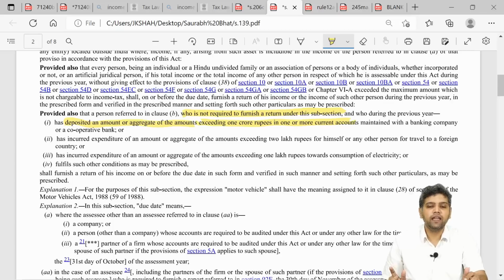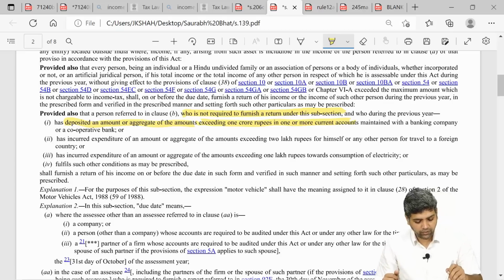Then I would say, even though under 139(1) her income does not exceed the basic exemption limit, still she is required to furnish return of income because her aggregate deposits are exceeding 1 crore in a current account. So she satisfies one of the conditions under the 7th proviso. But that is also not the case. She has not deposited 1 crore.